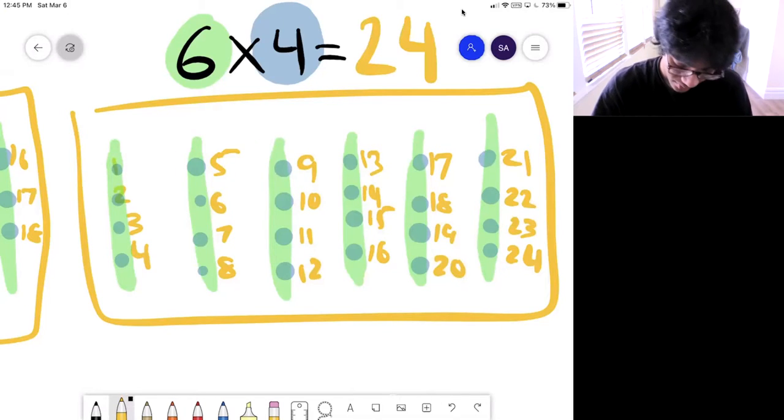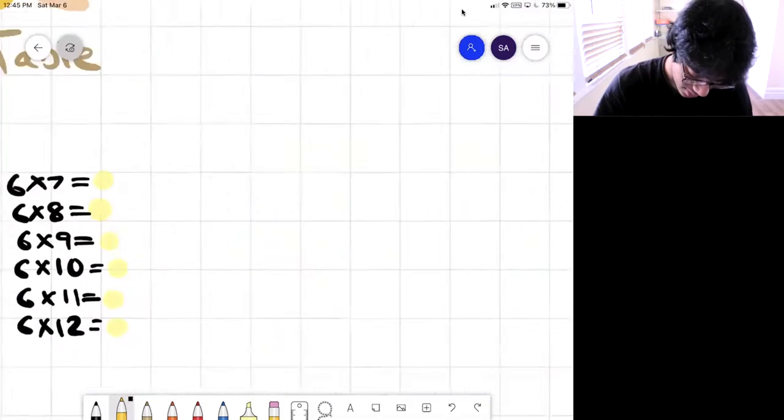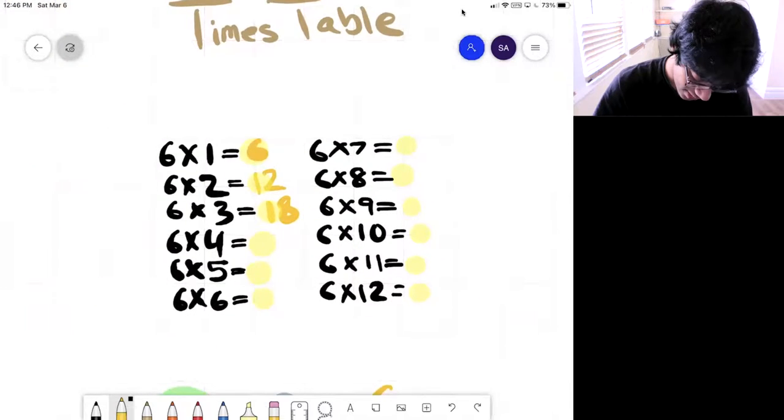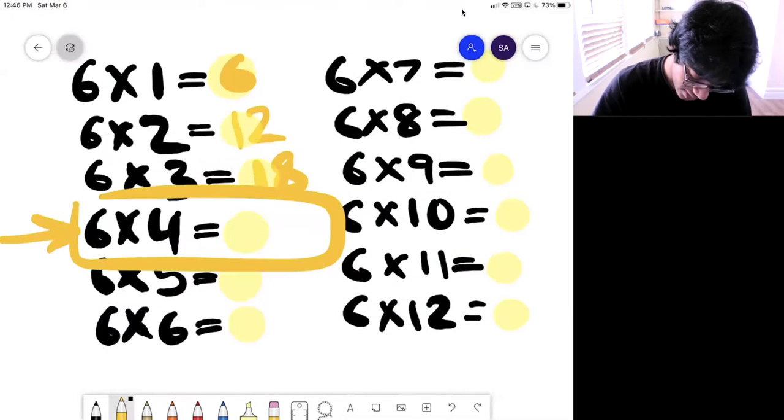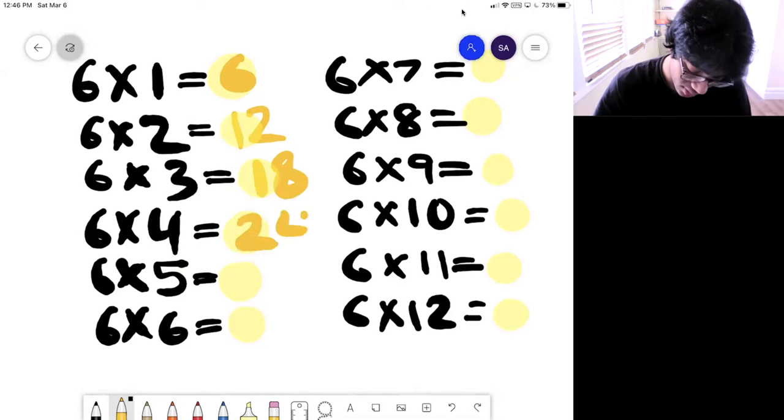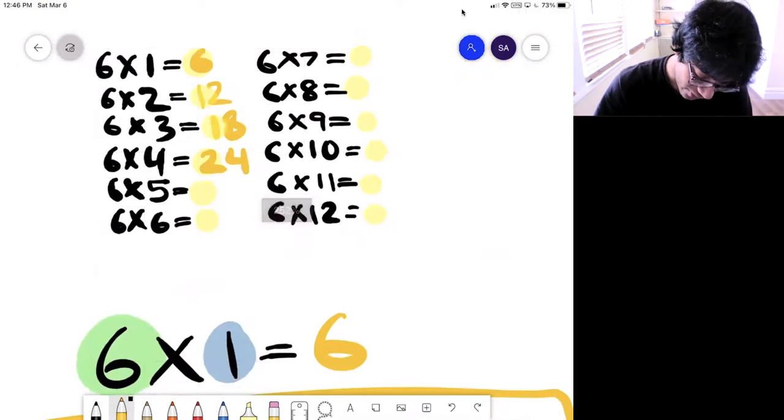So now, we can go back to our table right over here. And now we know what 6 times 4 has to be. Right? We just figured it out. It has to be 24. Now let's do 6 times 5.